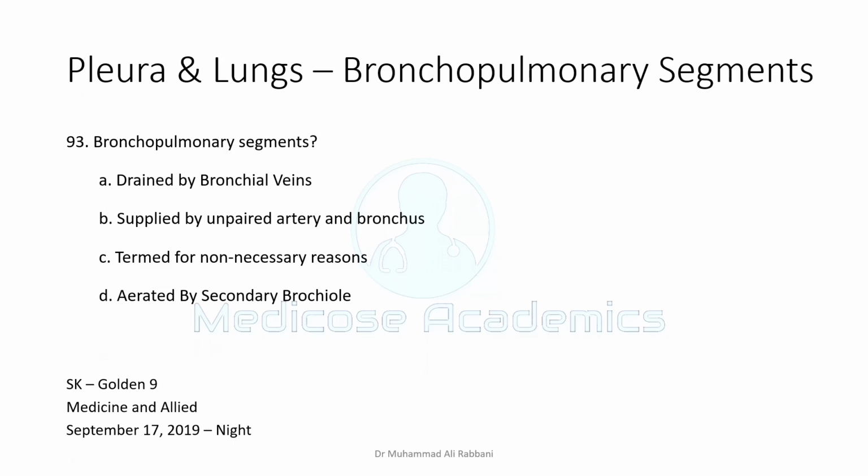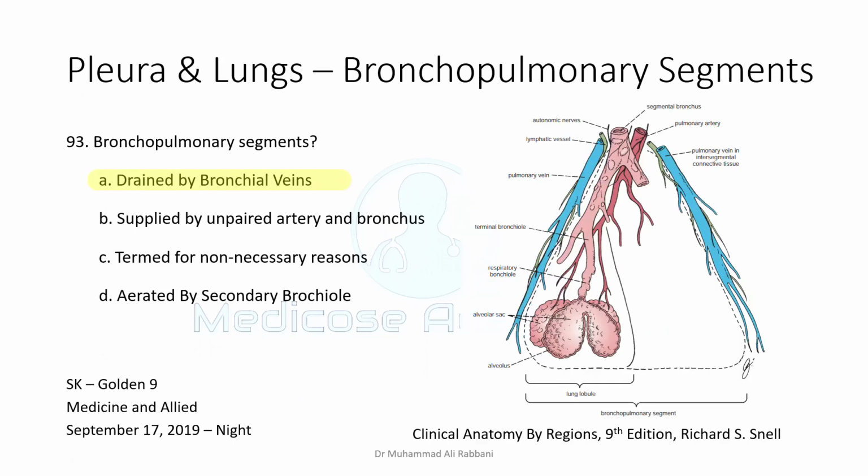So the correct statement is they are drained by bronchial veins. They are supplied by an unpaired artery and bronchus? They are basically artery and bronchus are paired actually. The term for non-necessary reason? No, they are a very necessary classification. Aerated by secondary bronchus? No, it is aerated by tertiary bronchus.